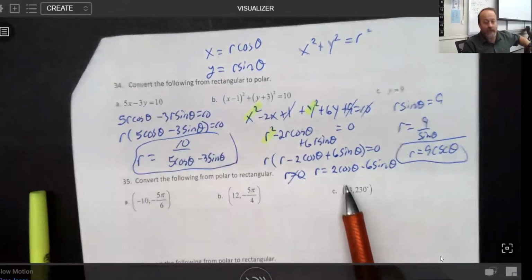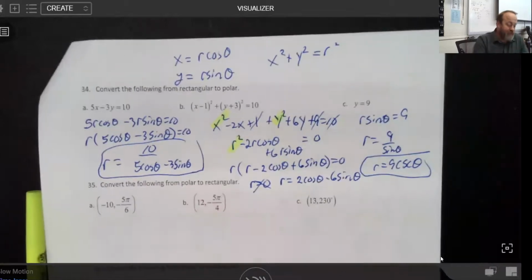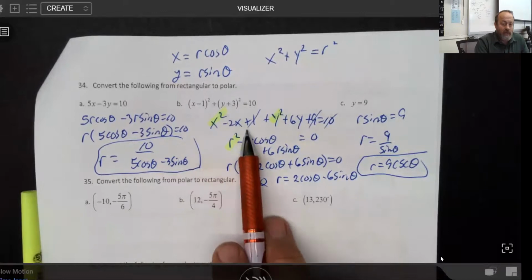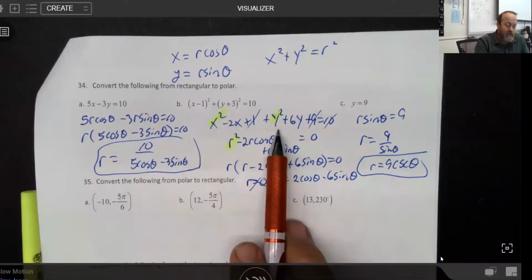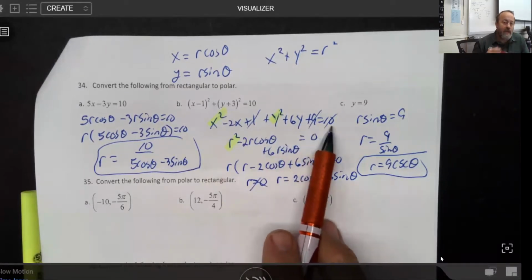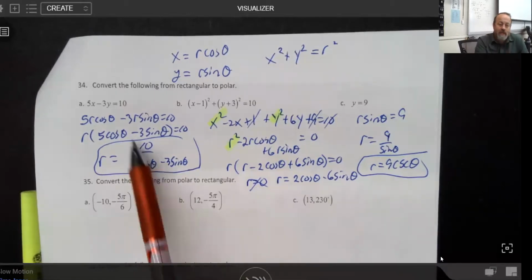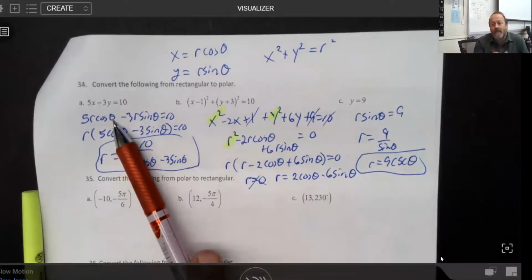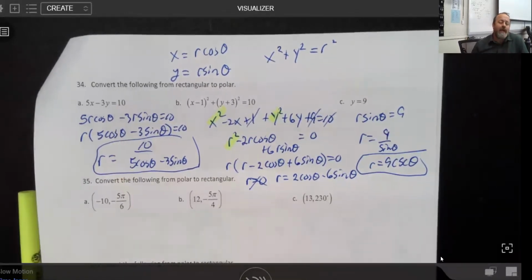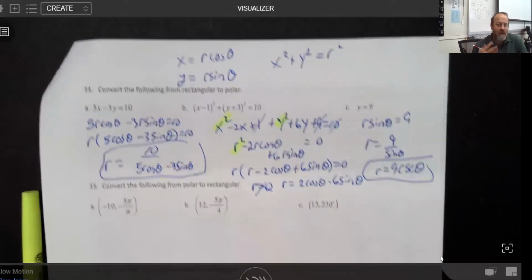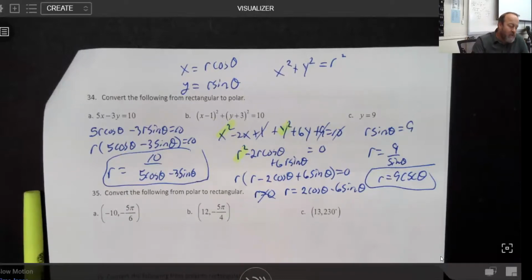But for the second question, if you distribute x minus 1 squared, you get x squared minus 2x plus 1. When you distribute y plus 3 squared, you get y squared plus 6y plus 9 equals 10. I noticed that on the last test, we had a very similar problem, and a lot of people tried to do the little substitution that I did really early, and then they got very confused. If you have to multiply it out, you're better off leaving it in rectangular. It's a lot easier to multiply x's and y's than all these r's and thetas. So that's what I did.